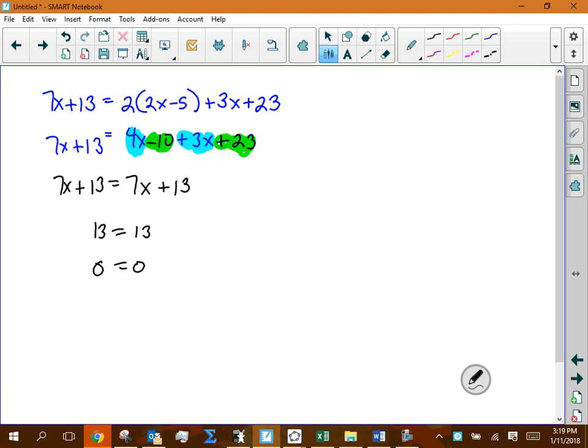But it is an identity question, which means if I were to graph this, those two lines, this line here and that line there, are identical to one another. They overlap each other all the time.